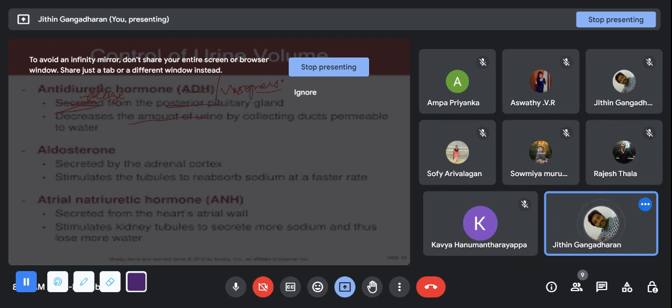That is the function of vasopressin. In any condition, if there is a decrease or disorder in this ADH hormone, it will lead to a condition known as what? Amba, if there is a decrease in the ADH hormone, what is that disease? Hello, Amba, are you there? Priyanka, yes sir. What is that disease condition?